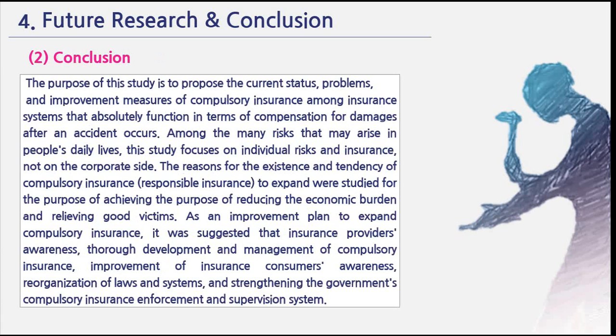Conclusion: the purpose of the study is to propose the current status, problems, and improvement measures of compulsory insurance among insurance systems that absolutely function in terms of compensation for damages after an accident occurs. Among the main risks that may arise in people's daily lives, this study focuses on individual risk and insurance, not on the corporate side. As an improvement plan to expand compulsory insurance, it was suggested to improve insurance providers' awareness through development and management of compulsory insurance, improve insurance consumers' awareness, recognize laws and systems, and strengthen the government's compulsory insurance enforcement and supervision system.